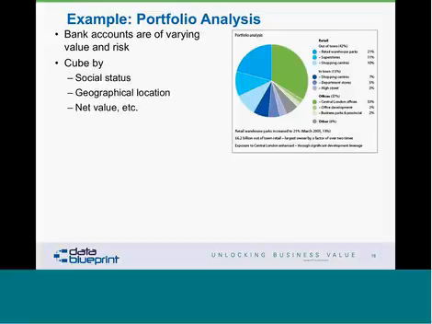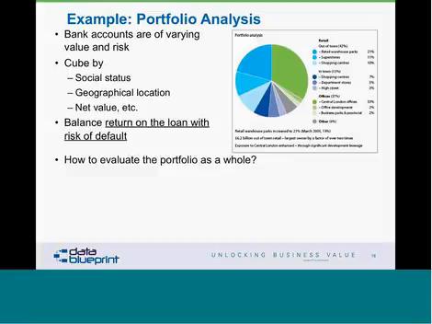Now we call it a cube, but the cube is really an n-dimensional space. We might want to, and we'll just show three examples here, cube it by social status, by geographic location, and by the net value of the clients that are involved. We could then figure out what types of loans we're going to sell as a product. And we look at the return on the loan and balance that against the risk of default.